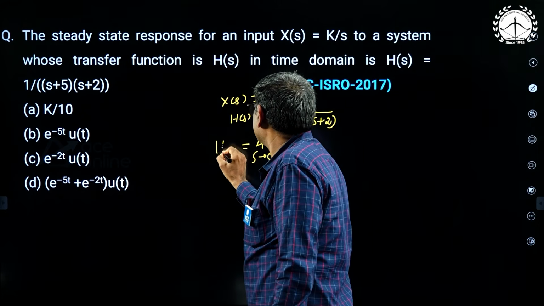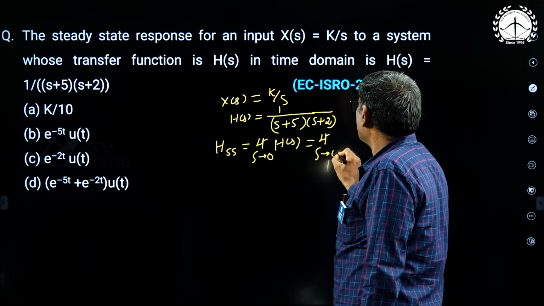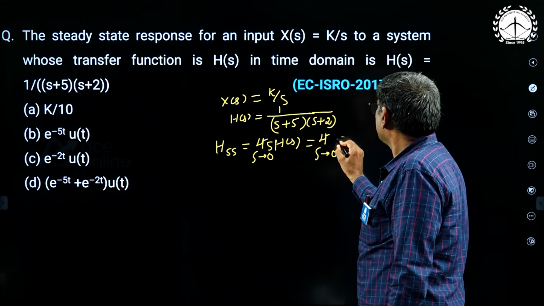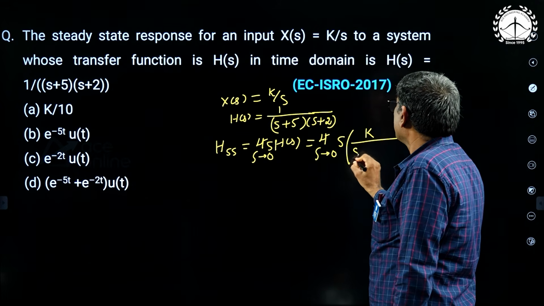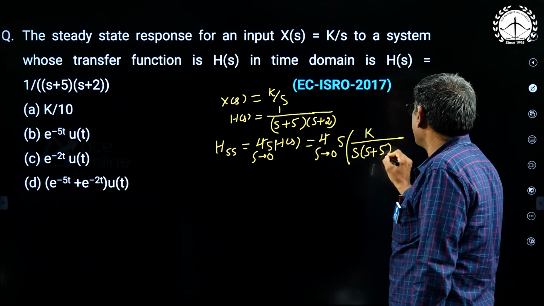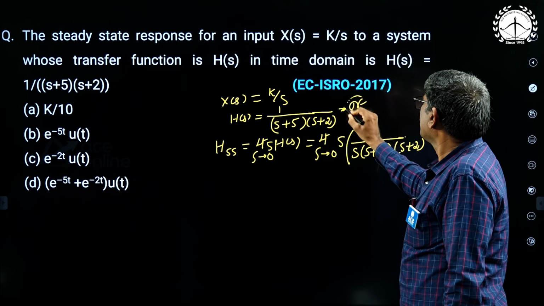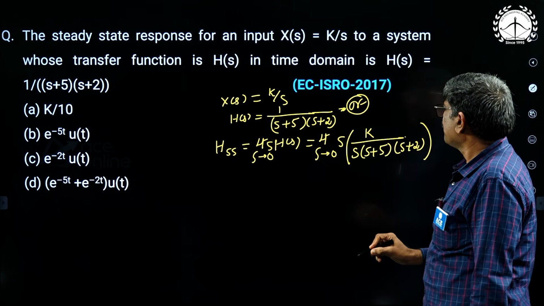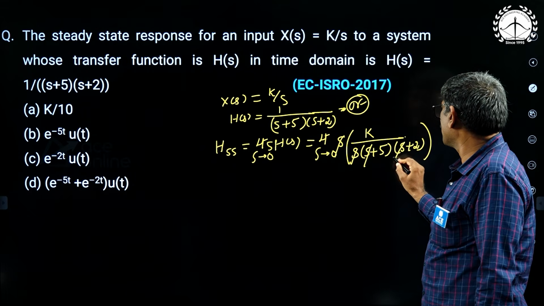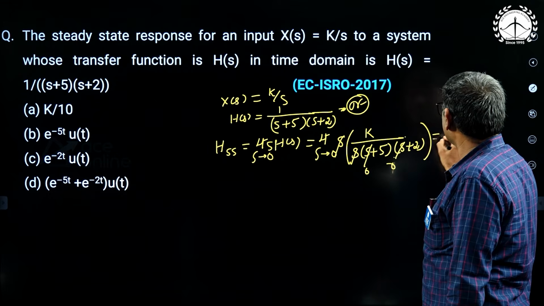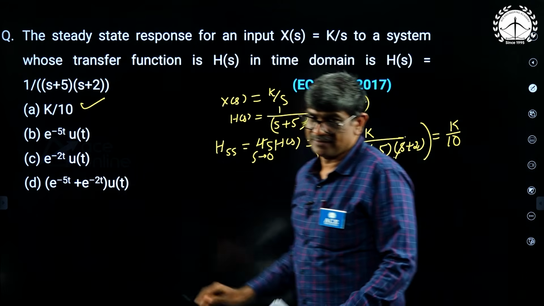So here HSS we will write. That means limit S tends to 0, S into, what is H of S? This input you have to substitute. So K by S into 1 by S plus 5 into S plus 2. This is the transfer function. So you have to substitute the input. So input K by S multiplied with this, then S cancels, S tends to 0 substitute. Then what is the answer? What is the steady state response you are getting? K by 10. Answer is K by 10.